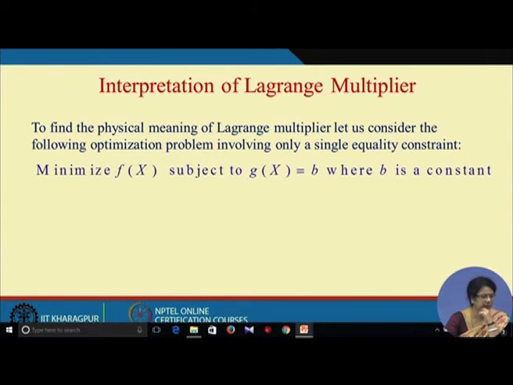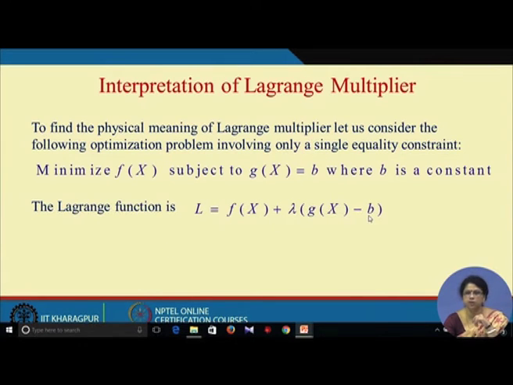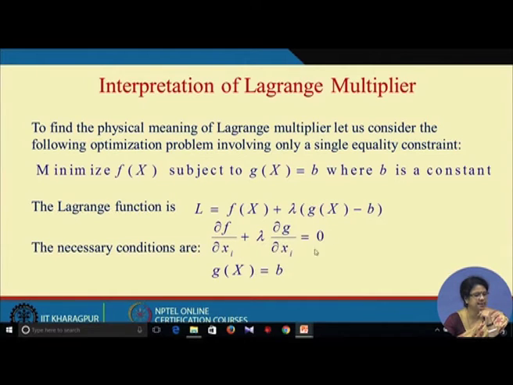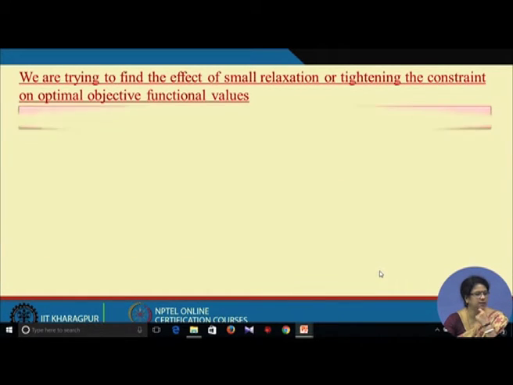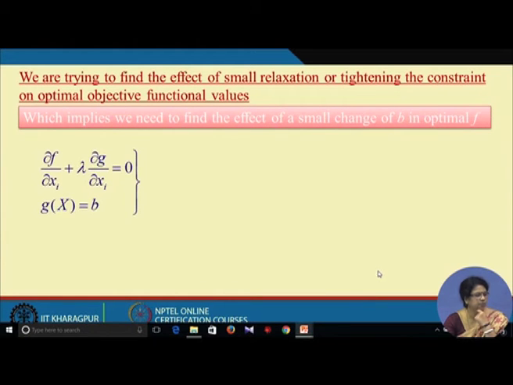Just see, I am taking one simple problem, minimization of f(x) subject to Jx equal to b, to explain the Lagrange multiplier. Then the Lagrange function would be this one. From there we can calculate the necessary condition as this one. Alright, I will do a few calculations from there, just to see what these are. These are the necessary conditions.